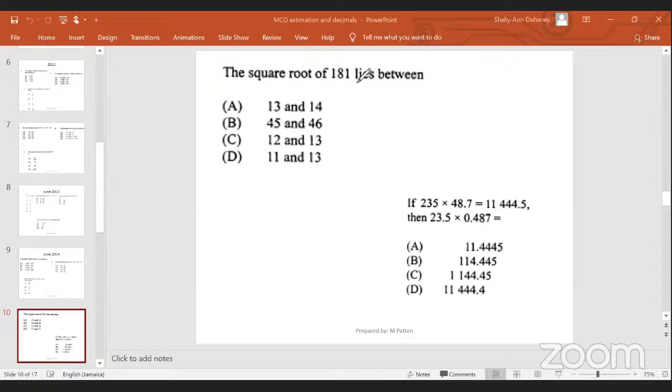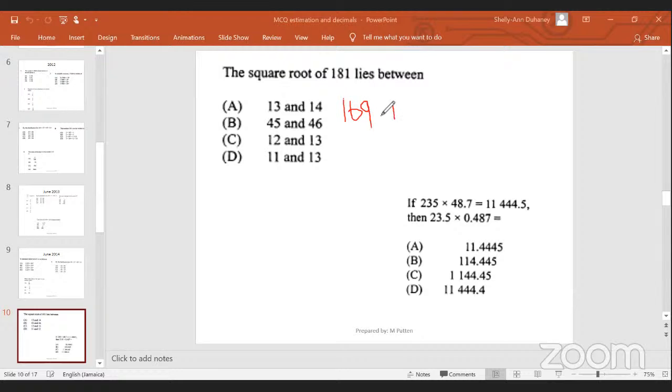All right, this is the square root of 181 lies between. So we want to find two square numbers that 181 lies between. What are those two square numbers? 13 and 14. Yes, I know 13 and 14, but the square of 13 is 169. So therefore, we have 169 and 196.